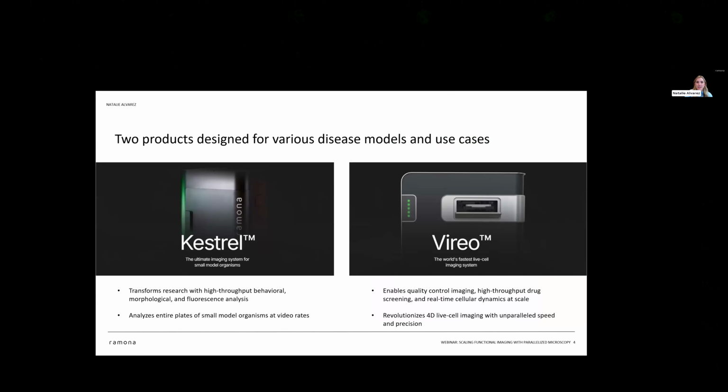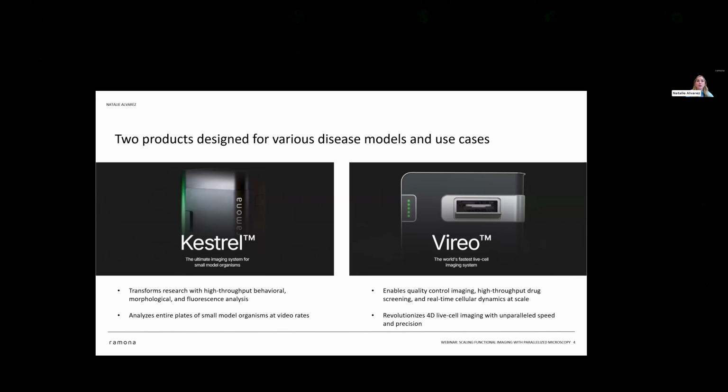So this MCAM technology powers two products today, our Kestrel and our Vireo imaging systems. The Kestrel is designed to be the world's most comprehensive imaging system for analyzing behavior, morphology, and fluorescence at video rates in model organisms. The Vireo was designed to be the world's fastest live cell imaging system. It's particularly well suited for quality control applications, high throughput drug screening, and real-time cellular dynamics.